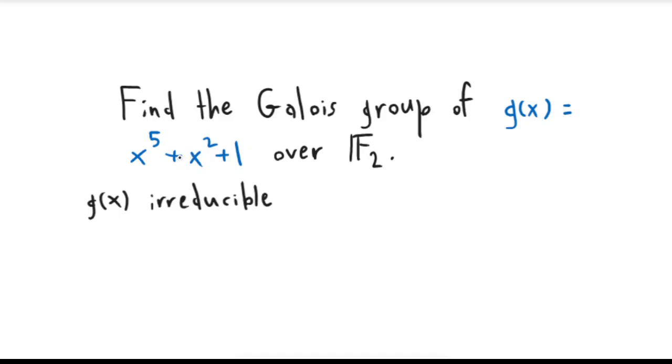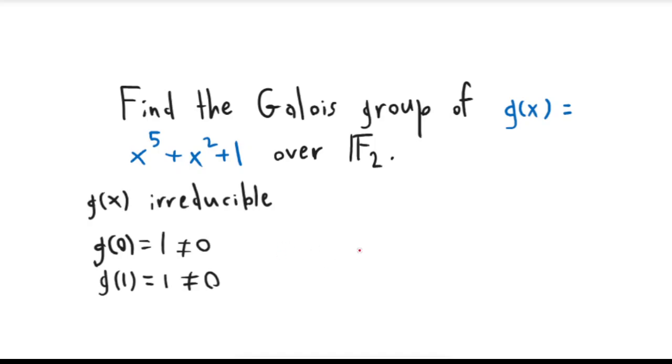The reason that g of x isn't divisible by a linear factor is because it has no roots. You can easily see that g of 0 is equal to 1, and g of 1 is also equal to 1 in F2, and neither of these is equal to 0, and these are the only two elements of F2 that you can try. So this polynomial definitely doesn't have any roots, so it's not divisible by a linear factor.